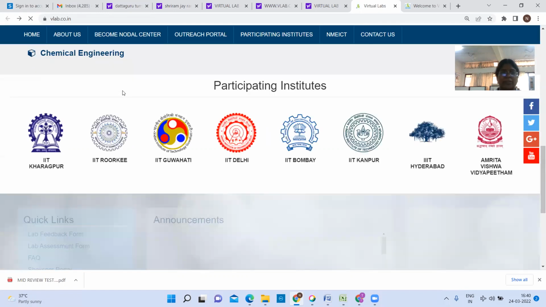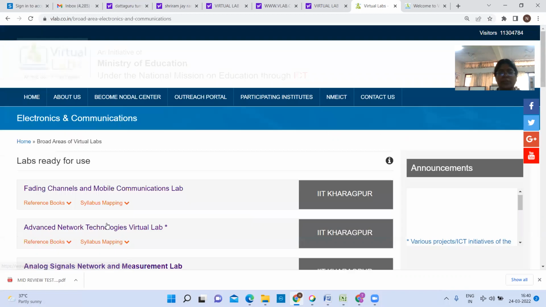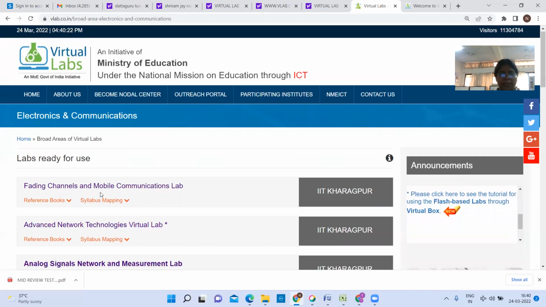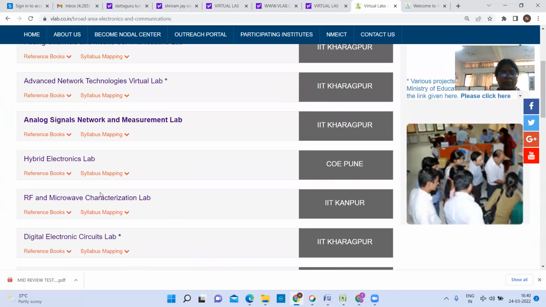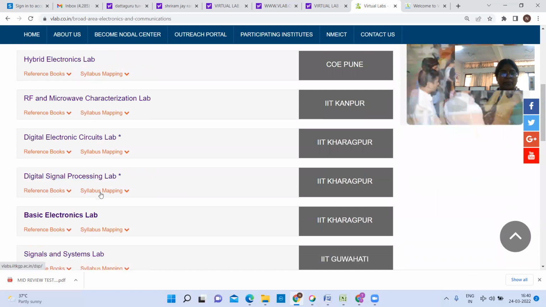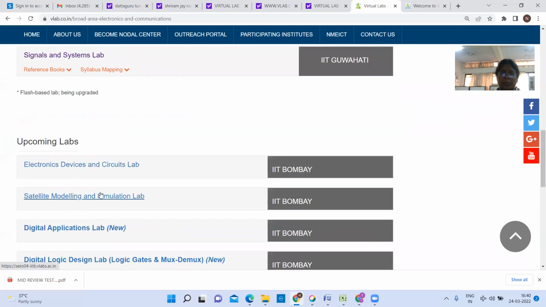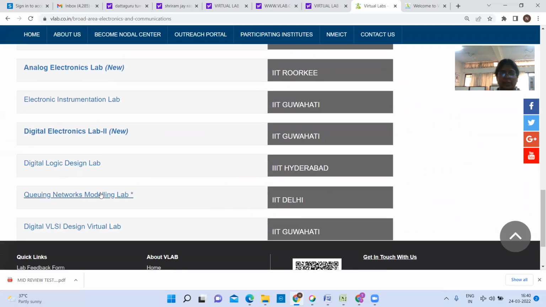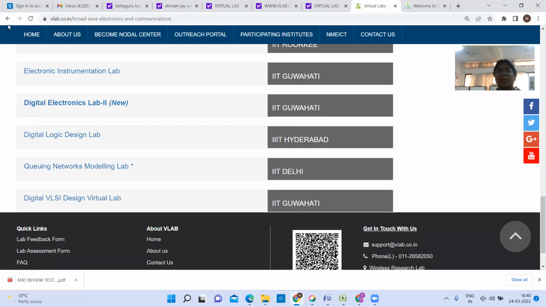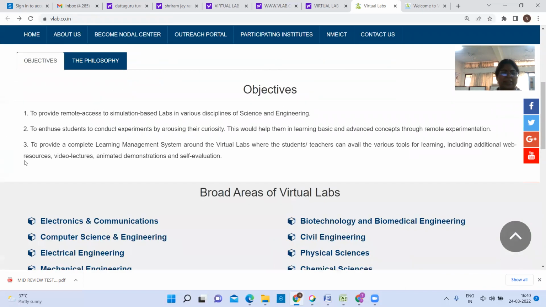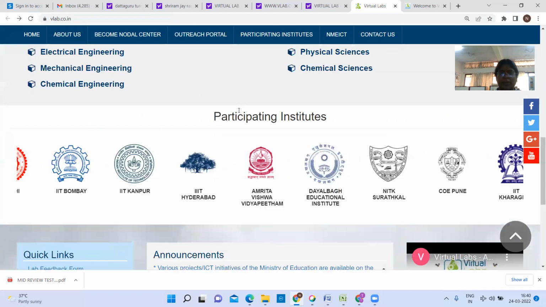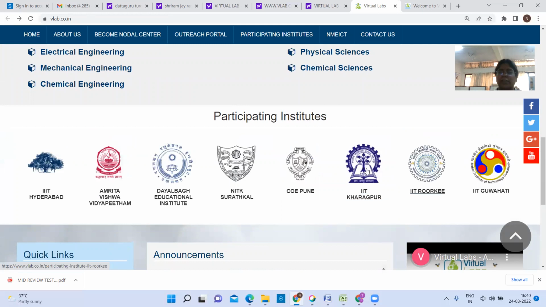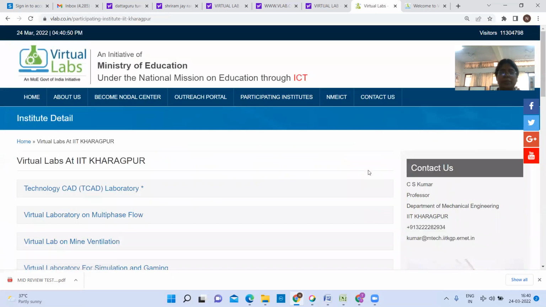If you click electronics and communication, optical will not come in advanced network, it will not come in fading channel, analog signal it will not come, hybrid, RF and microwave. So like that you will probably not be able to search, because very few laboratories are developed in virtual lab based on optical communication. I have also searched; I think 2-3 institutes have their lab related to optical communication.